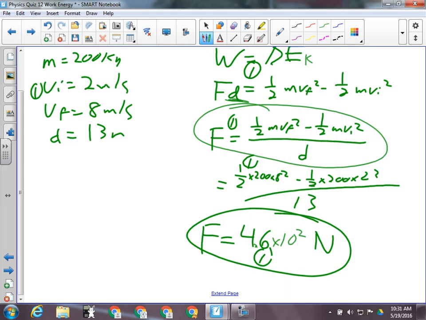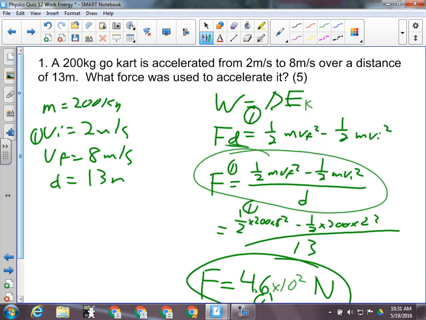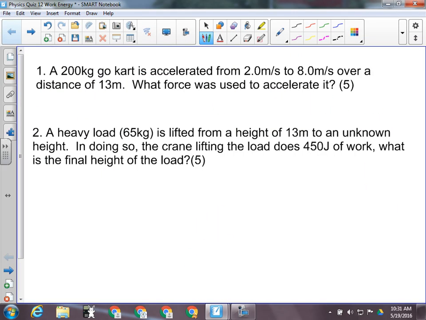Questions on number one? Okay, how do we know it was two significant figures? I go back here to my original question. Two significant figures, two significant figures, three significant figures, two significant figures. The rule is you go with the lowest number, 2.